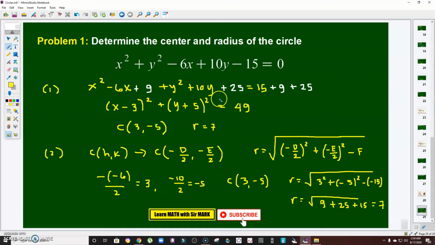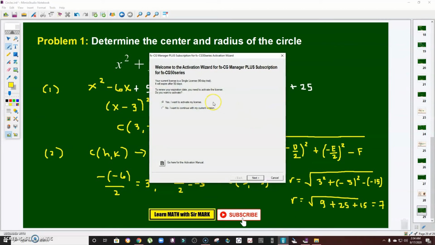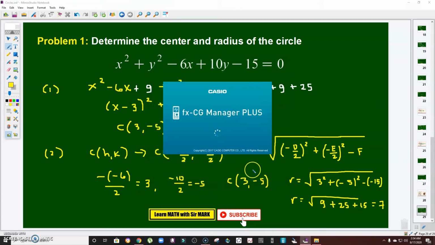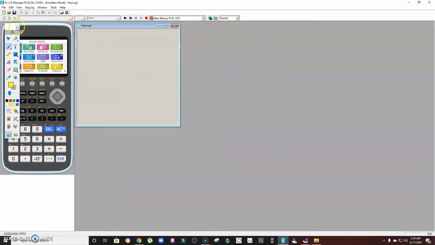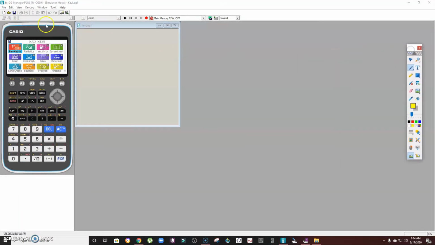Okay, as I said, I'm going to teach you the alternative way, or let's say pan-check, using Casio fx-CG50. Okay, I'm going to use the emulator, so you can actually download this for free, and you can find the link if you want to have it on the video description below. Okay, so let me transfer this.